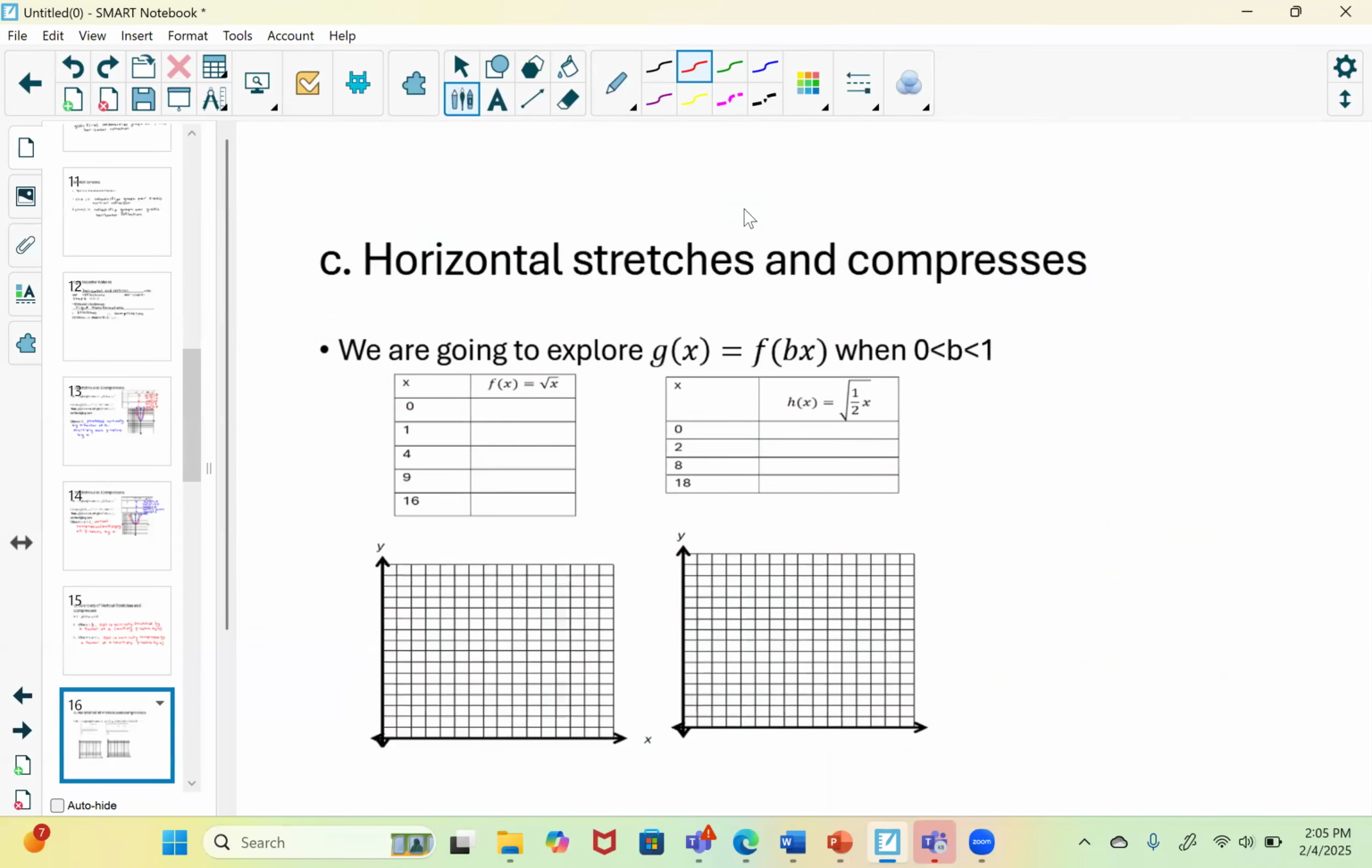Okay, so the last one is horizontal. And again, this one is backwards of what we think. So we're going to explore when you have BX. In this case, B is between 0 and 1. So again, it's going to be a fraction between 0 and 1. So we're going to do the square root for this one. So square root of 0 is 0, square root of 1 is 1, square root of 4 is 2, square root of 9 is 3, square root of 16 is 4. And I'm going to do these on 2 separate graphs so we can compare them.